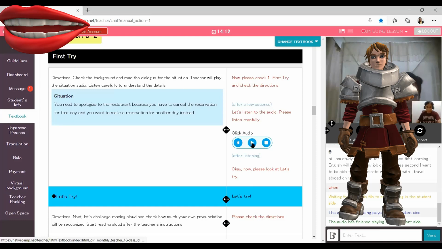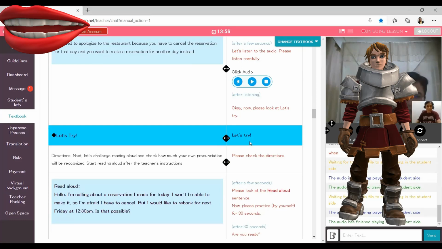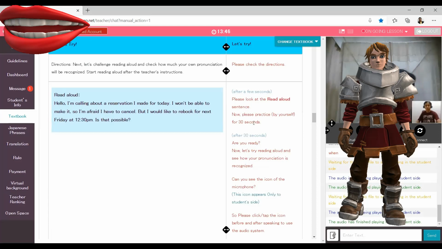All right, there we go. You need to apologize to the restaurant because you have to cancel the reservation for that day, and you want to make a reservation for another day instead. Okay, so it's not delayed anymore. Let's try. We have here again the same direction as a while ago. So now please look at the read aloud sentence. Again, you have 30 seconds to practice. Just practice first, okay?